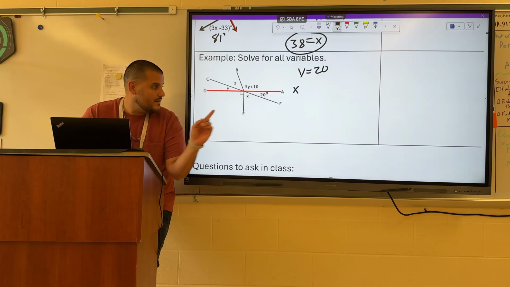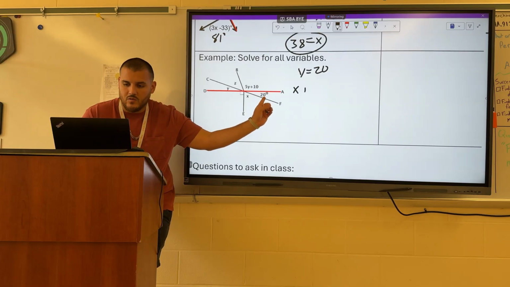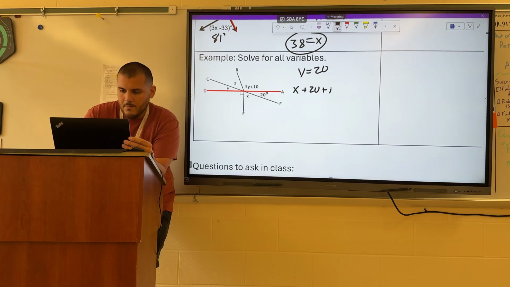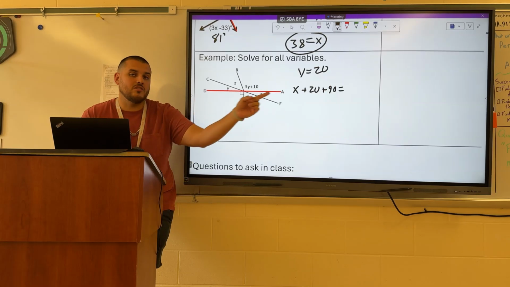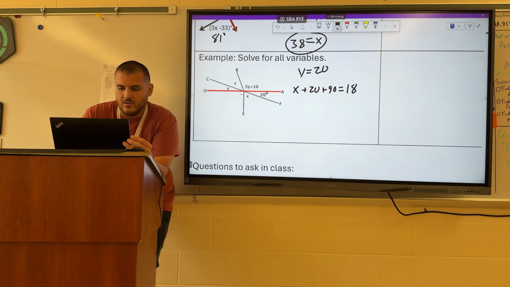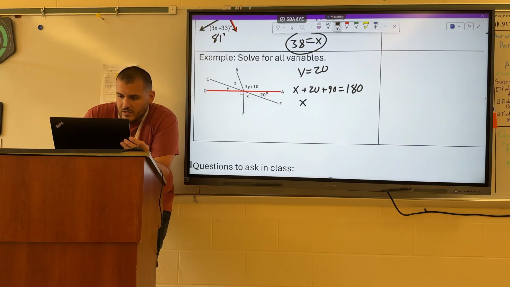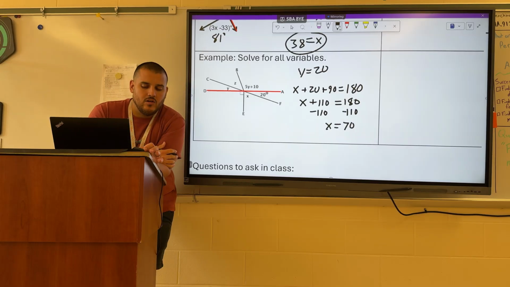That x, that's right there, when combined with 20, so adding 20 to it, and combined with the 90, give me that straight line, that straight angle. They have to add up to 180 degrees. And from there, we can solve for x. 20 and 90 combine to give me 110. And when I subtract 110 from both sides, I get my value for x, which is 70 degrees.